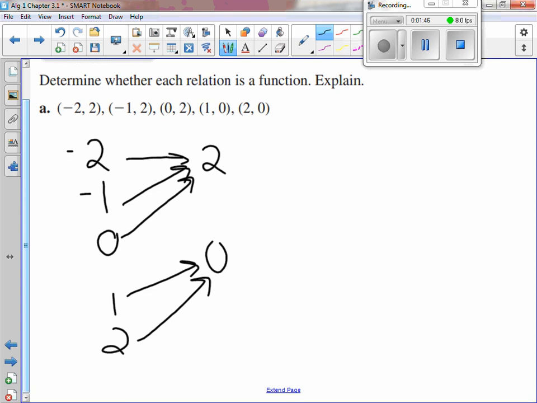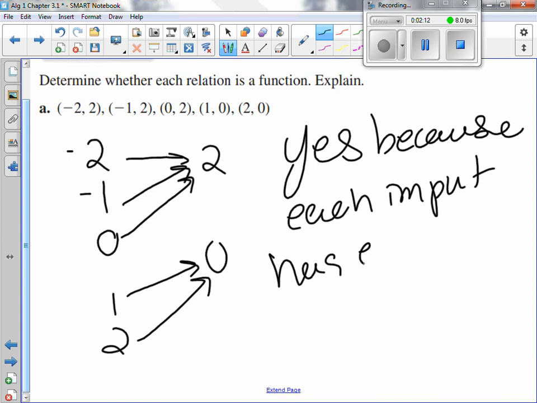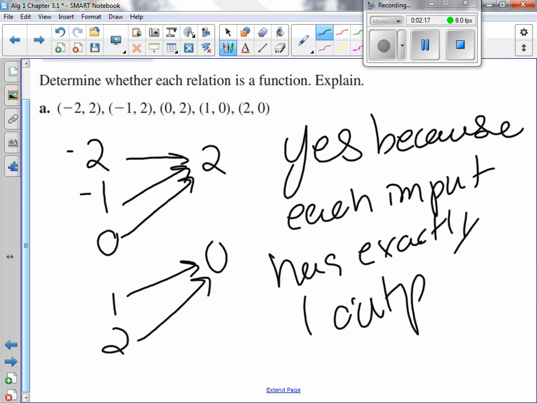Now, the outputs for some of these might be the same, but that's perfectly fine. What we cannot have is one input going to two outputs. We cannot have the same x value going to two different values. Yes, because each input has exactly one output. It doesn't matter that we have repeated outputs. Each input has exactly one output.